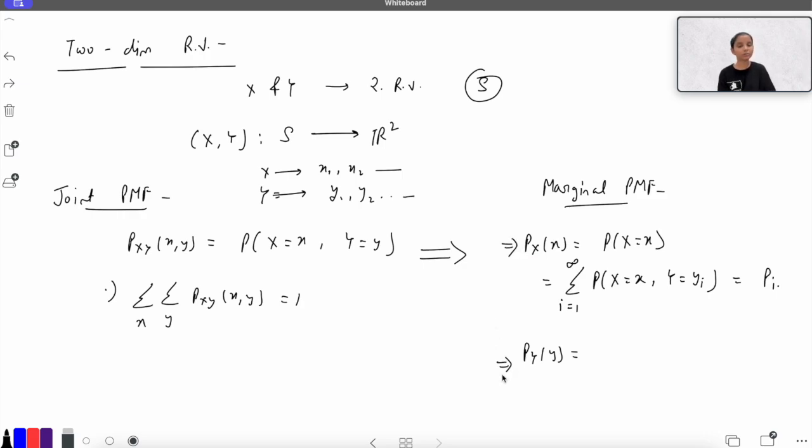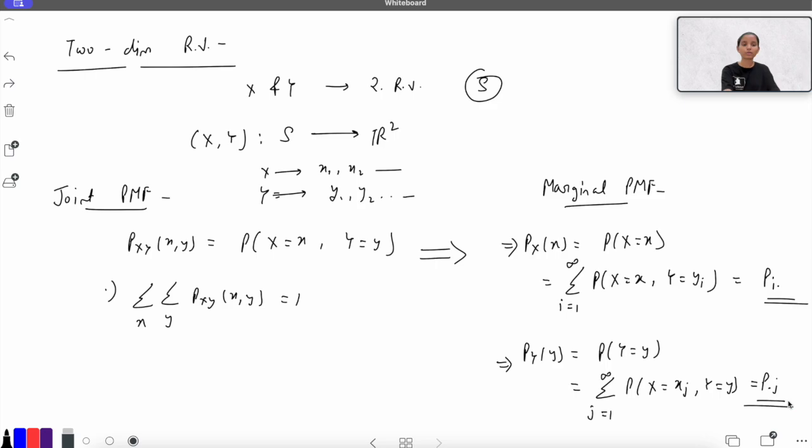Simultaneously, if I am finding the marginal probability for Y, I will put in all the values of the random variable corresponding to X. That is, summation j equals 1 to infinity of the probability that X equals x_j, Y equals y. That will be p dot j. So from this you get one marginal and from this you get the other marginal. This is how you can find the PMF and the marginals.